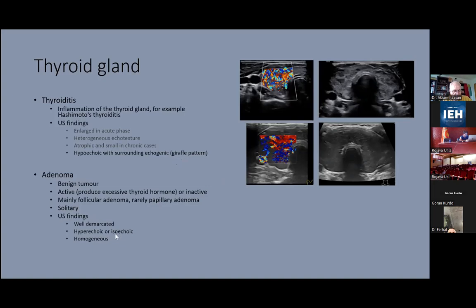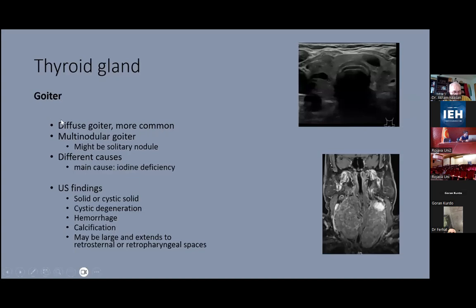Then we have goiter, which might be diffuse goiter, which is more common, or multinodular goiter. There are different causes, but mainly it's iodine deficiency which causes goiter. In the ultrasound, this is a diffuse goiter, this is a multinodular goiter.